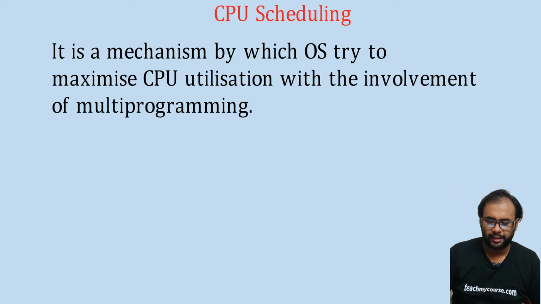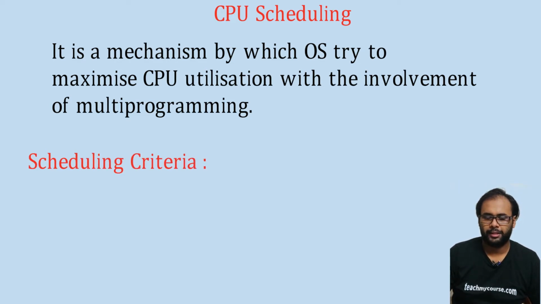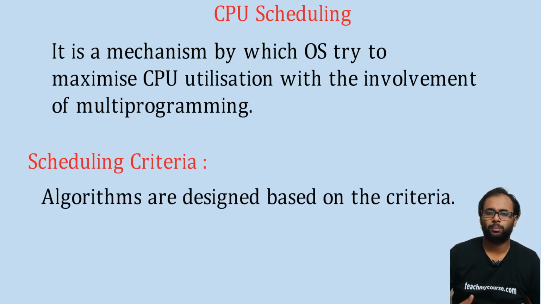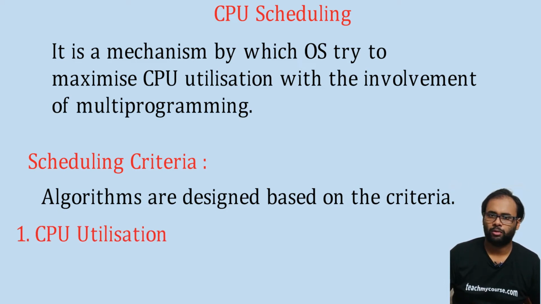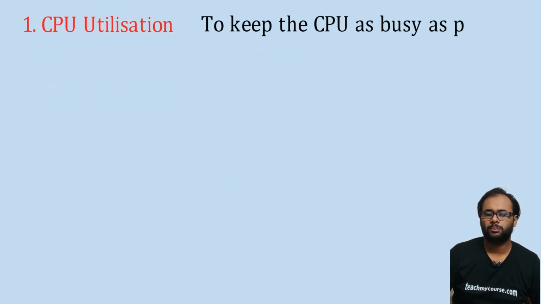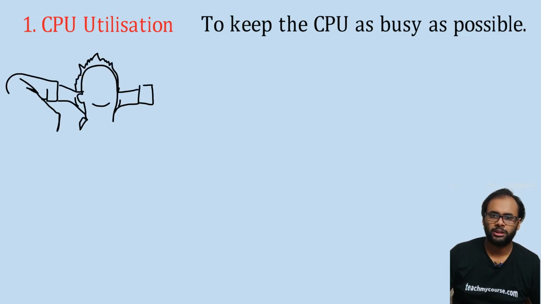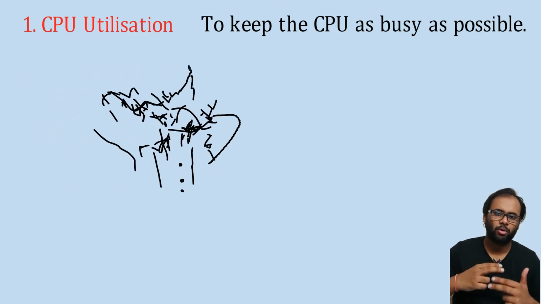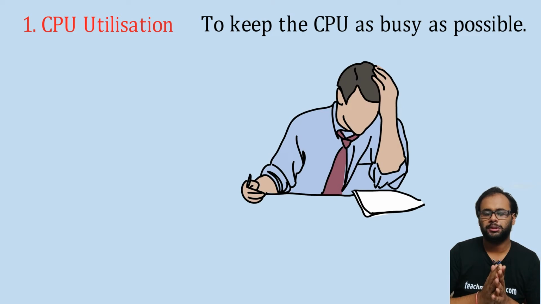And what is the scheduling criteria? The algorithms are designed based on the following criteria. The first is CPU utilization. I mean the CPU should be utilized to the maximum, to keep the CPU as busy as possible. That is one of the main criteria of all the CPU scheduling algorithms. These scheduling algorithms are aimed at achieving multi-programming through the CPU, and based on these algorithms, switching over of the CPU from one process to another takes place. So the CPU scheduling algorithms are very important.